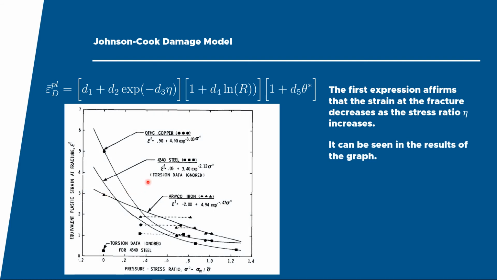We can check this result in this graph that was taken from the Johnson-Cook paper, and we can see here that if we increase this pressure ratio, this eta right here, the equivalent plastic strain at fracture starts to decrease. It's all evident here.